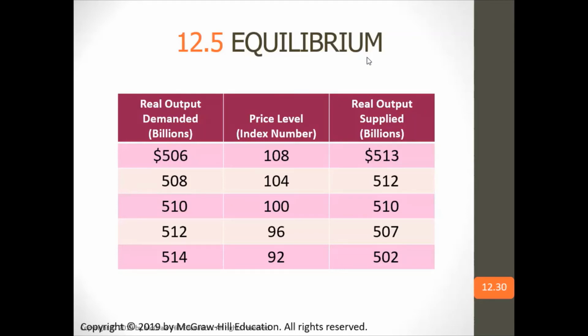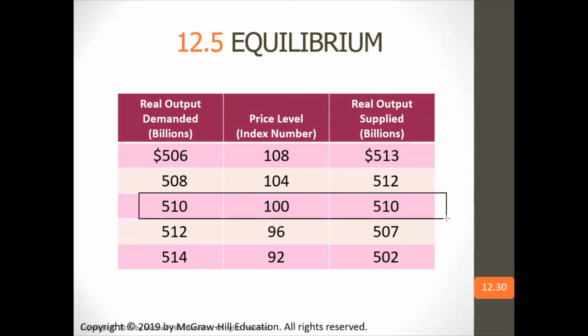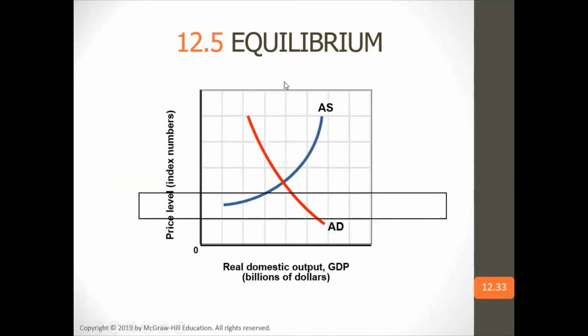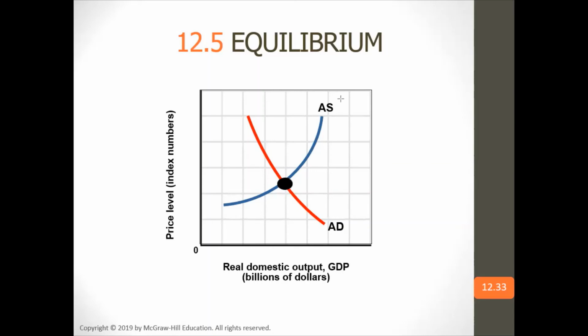Great job, Erica. That's correct. It's 510. That's great. Great job. Yeah, 510. So this would be the equilibrium. It's when real output supplied and real output demanded are equal. So that's equilibrium. This is what it would look like if you graphed it. So this would be equilibrium right here. And that's where we want to be.